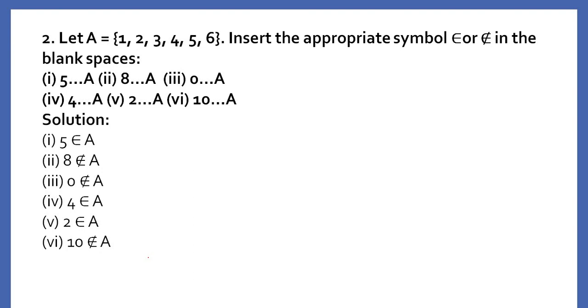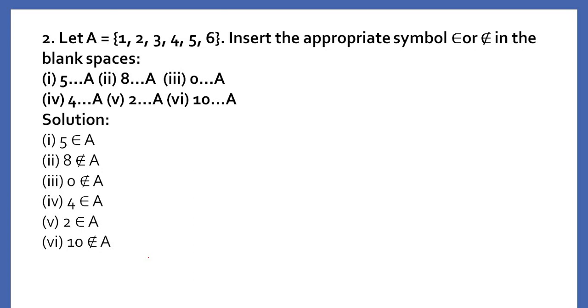That means certain numbers are given and the set A is given. Now you have to find whether the given number belongs to the set or does not belong to the set. Now what is the concept of belongs to? If an element lies in the set, that means that element belongs to that set, and if any element does not lie in this set, that means that element does not belong to that set. Now this set contains the elements 1, 2, 3, 4, 5, 6. So the first question, very simple.